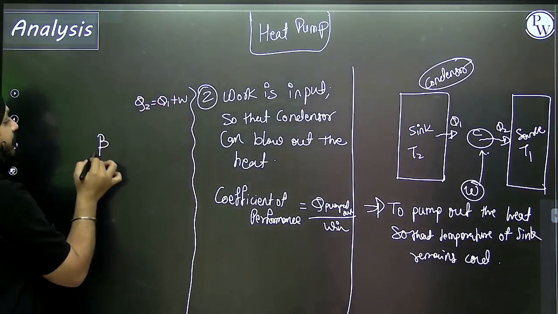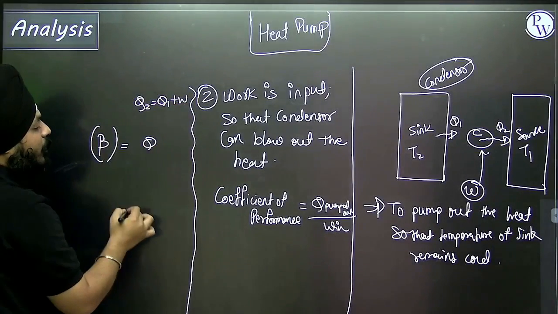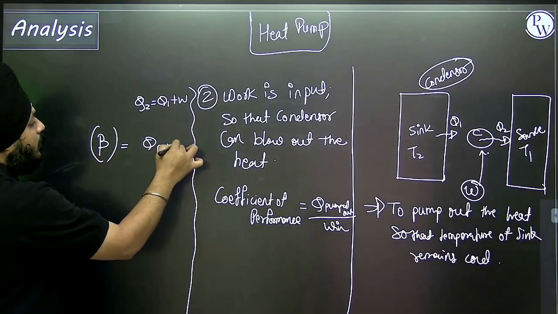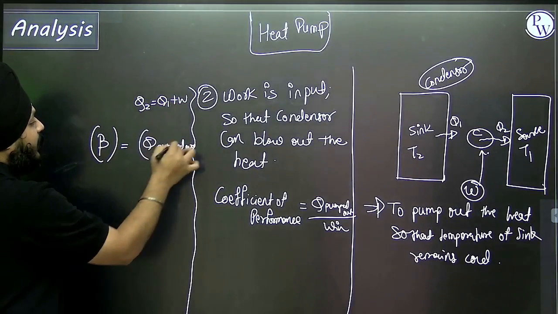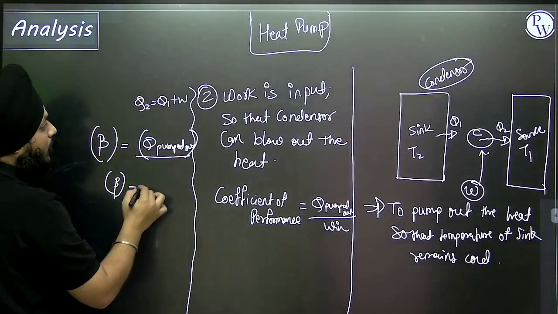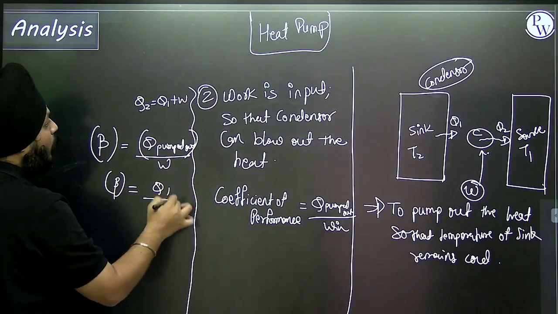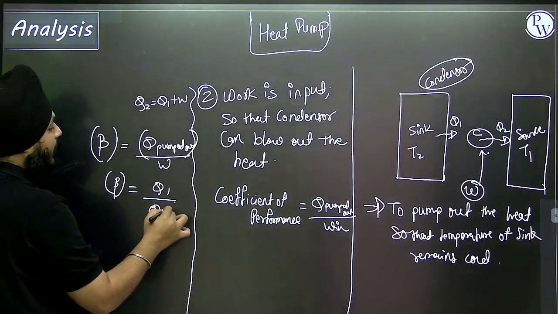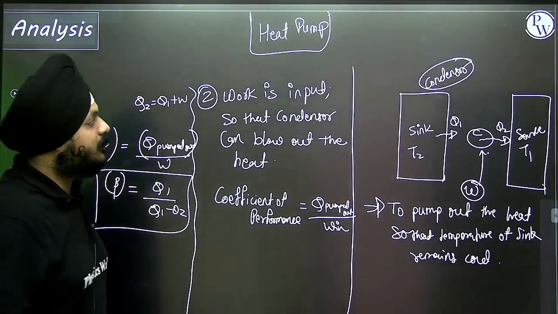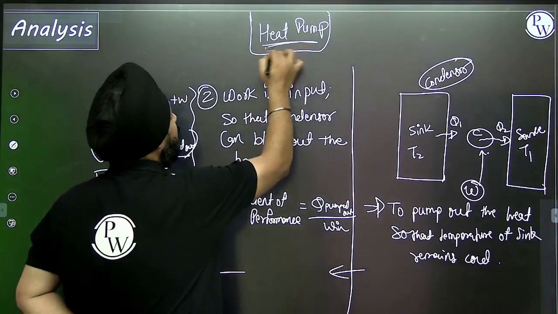So this is the symbolic notation of the coefficient of performance, that is Q pumped out. In another sense, the coefficient of performance is equal to Q that is pumped out, which is Q1, whole divided by W, which is Q1 minus Q2. This is the value of the coefficient of performance. And this is how the heat pump works.